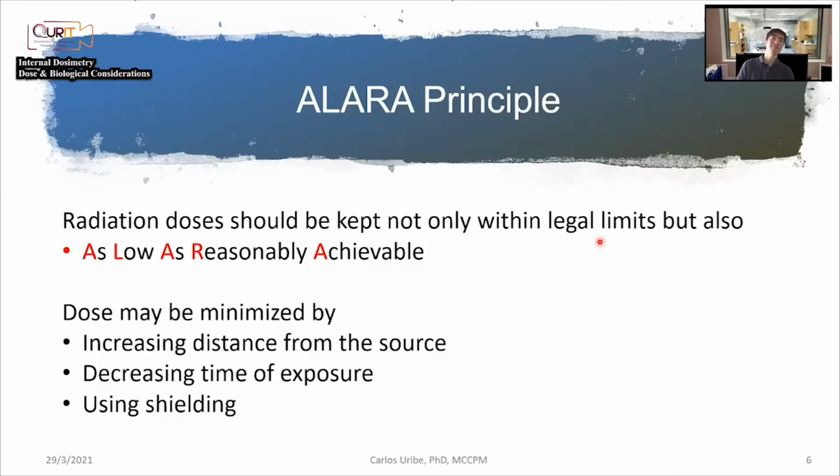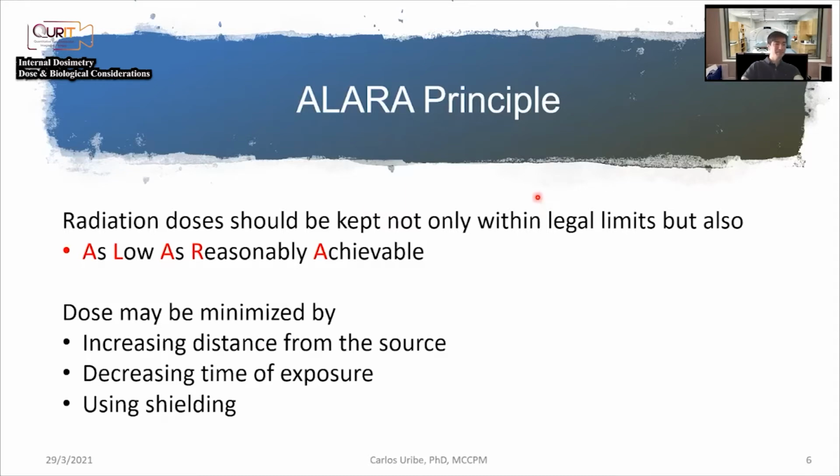So one way of minimizing dose is by increasing the distance from the source. And we saw back in the days when we were talking about detectors how the solid angle of the emissions, basically the amount of particles crossing an angle, falls with r squared. So it's inversely proportional to r squared. So the further you are from the source, the less radiation you're going to be getting, the less dose you're going to be getting.